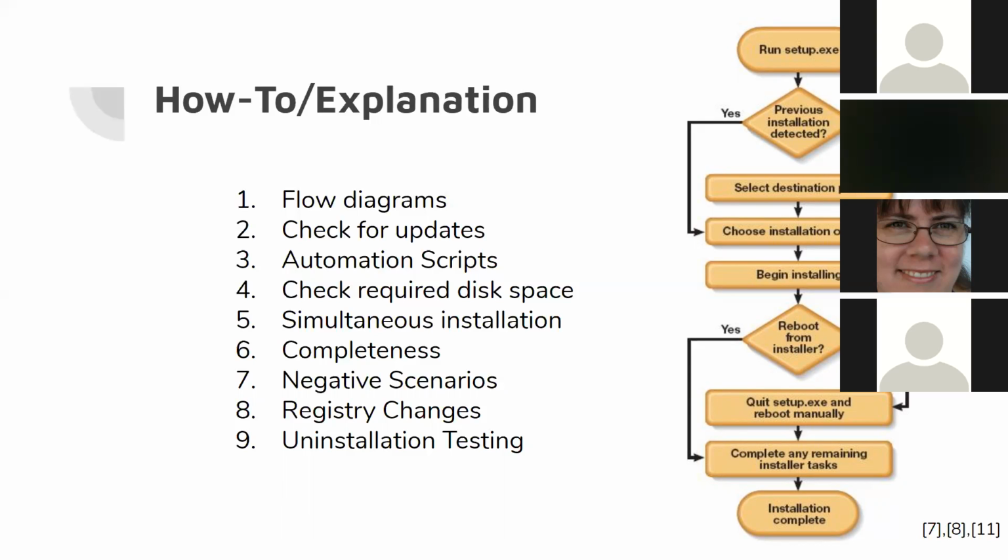Check to ensure that the required amount of space is available before beginning installation. If there is insufficient space for the application, the installation will fail and should not begin. Simultaneous installation occurs when two different machines are installing the application at the same time. This should be able to occur without causing any errors.